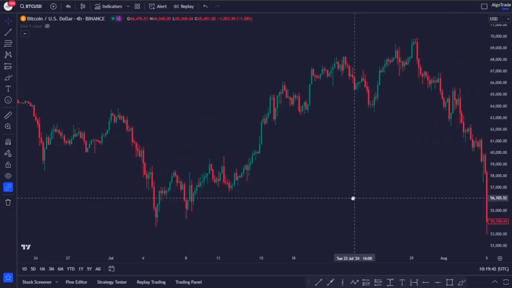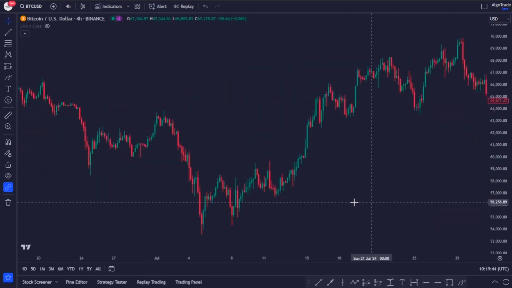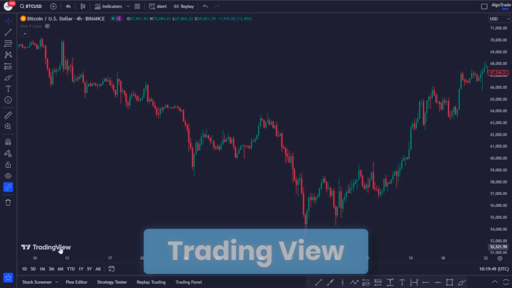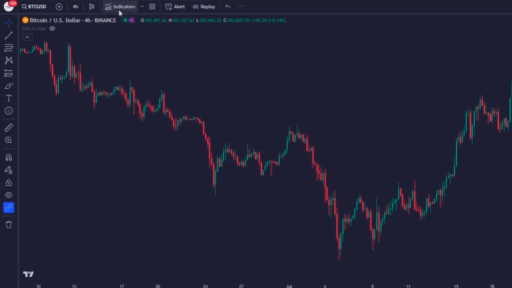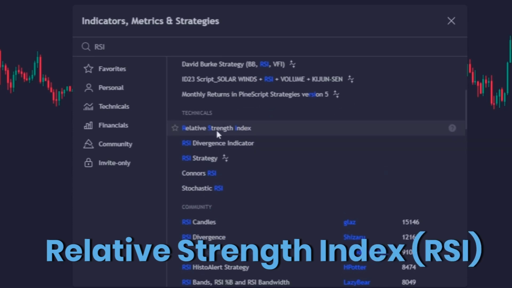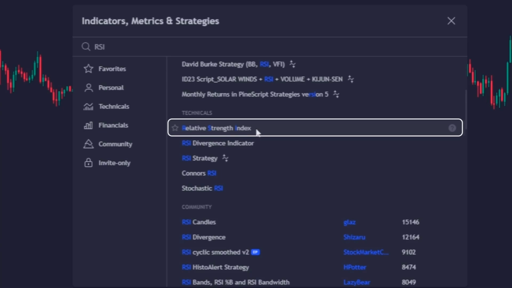Now, let's set up the strategy on the charts and explain how the RSI works. Firstly, let's start by adding the indicator to our TradingView charts. Click on Indicators, then type RSI, and you can use this option here provided by TradingView.